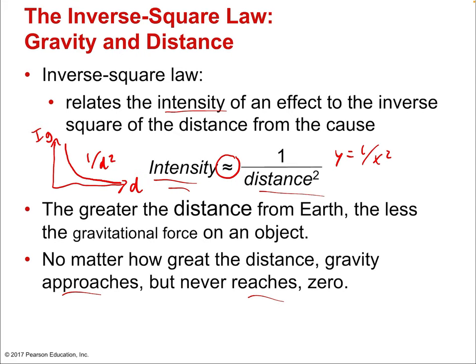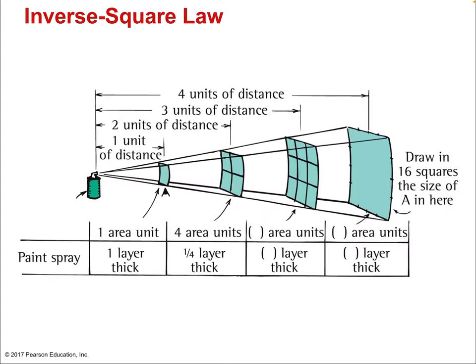That's where it comes from. It comes from thinking about the effects of gravity as an imaginary sphere of effect, and then just remembering that the surface area of a sphere is proportional to r squared. In fact, it's 4 pi r squared that is the value for the surface area, but the proportionality is r squared. Right? So here's a little slice of that imaginary sphere.